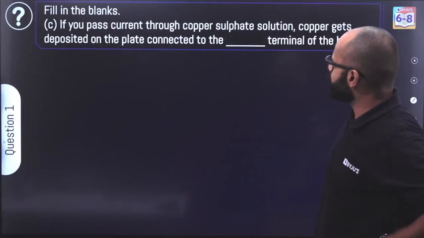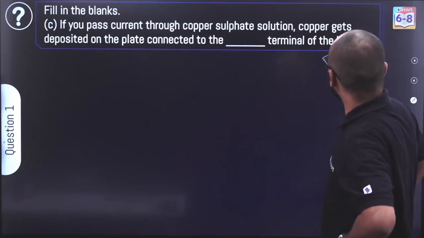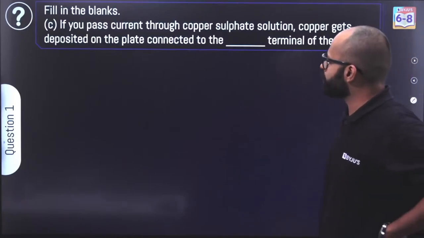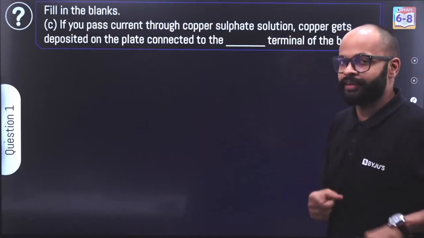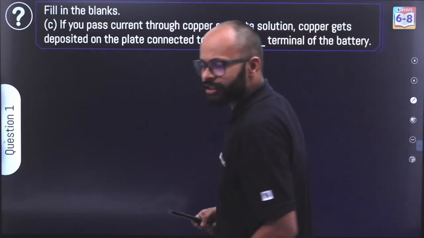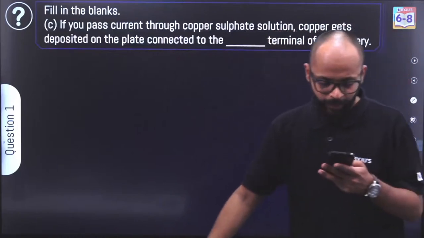Next. Fill in the blanks. If you pass current through copper sulfate solution, copper gets deposited on the plate connected to the dash terminal of the battery. We learned about electroplating, right? Humne electroplating padha hua tha pichli baar. Come on.